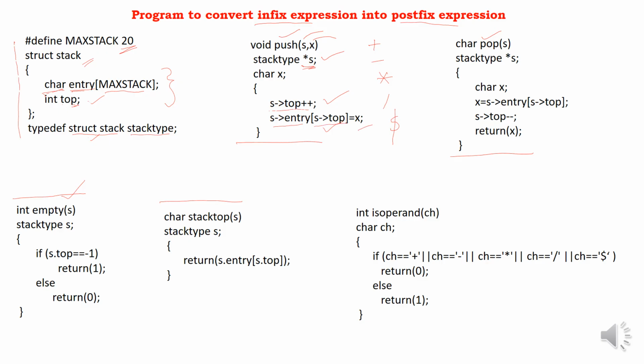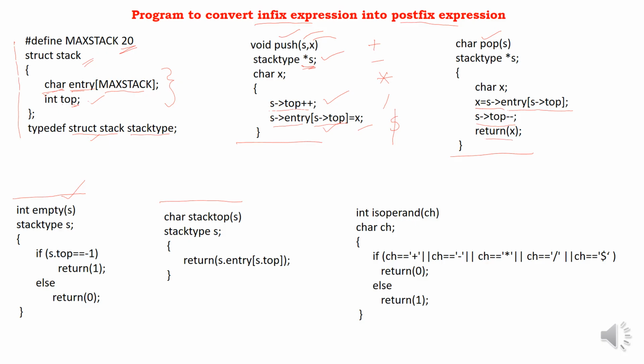Then pop. Pop stack. Pop means removing one element from the stack, removing the topmost element. So the stack contains some characters, as we have discussed already. The topmost character is going to be returned or removed. So here entry of top is assigned to x. Then top is reduced by 1, or decreased by 1, and x is returned.